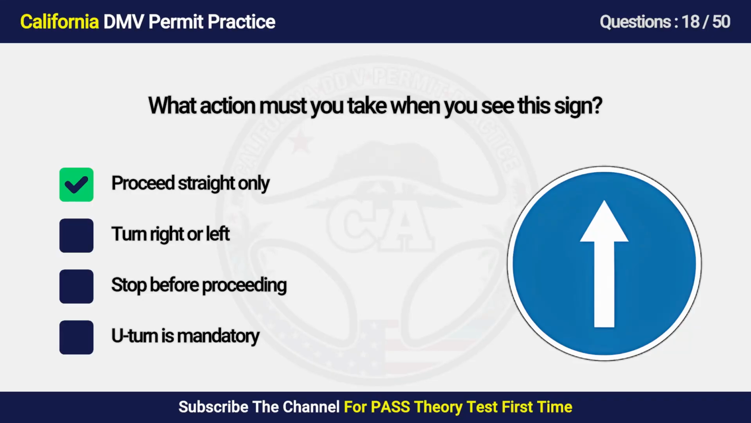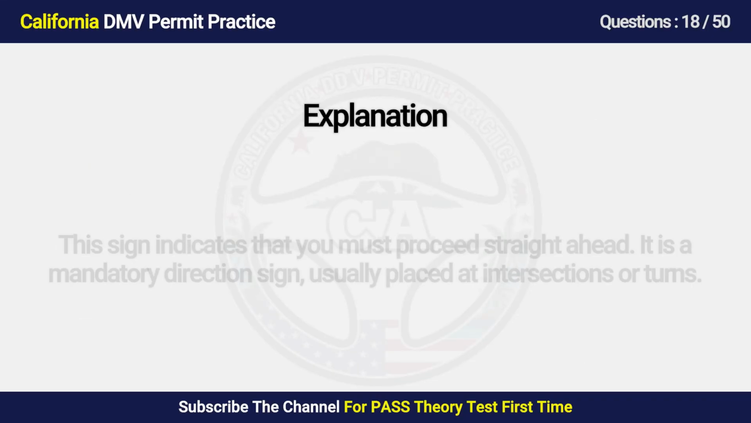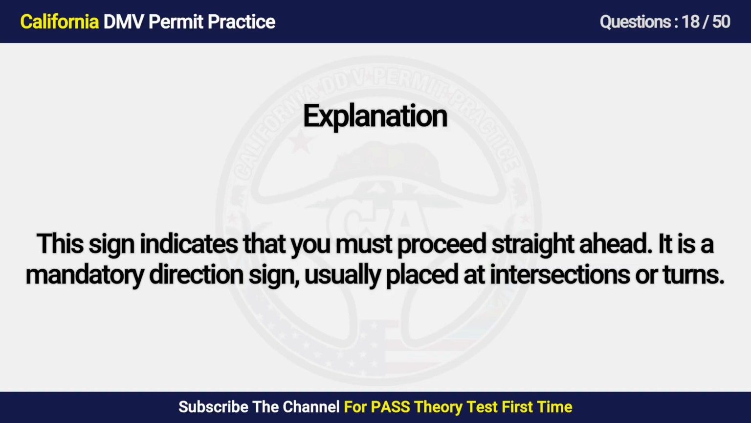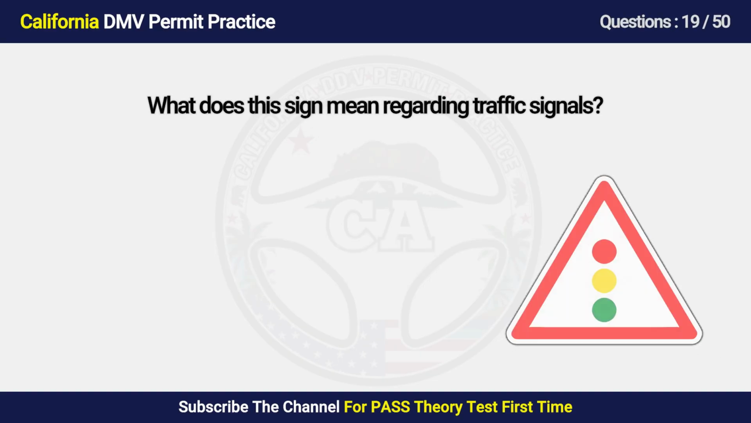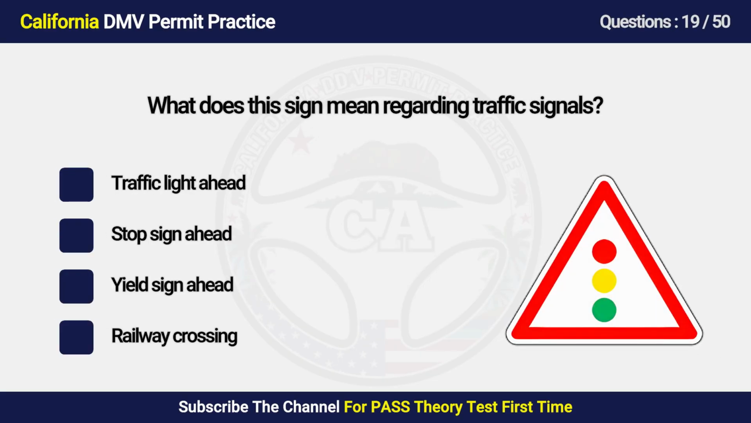Answer is A, proceed straight only. This sign indicates that you must proceed straight ahead. It is a mandatory direction sign, usually placed at intersections or turns. Question 19. What does this sign mean regarding traffic signals?